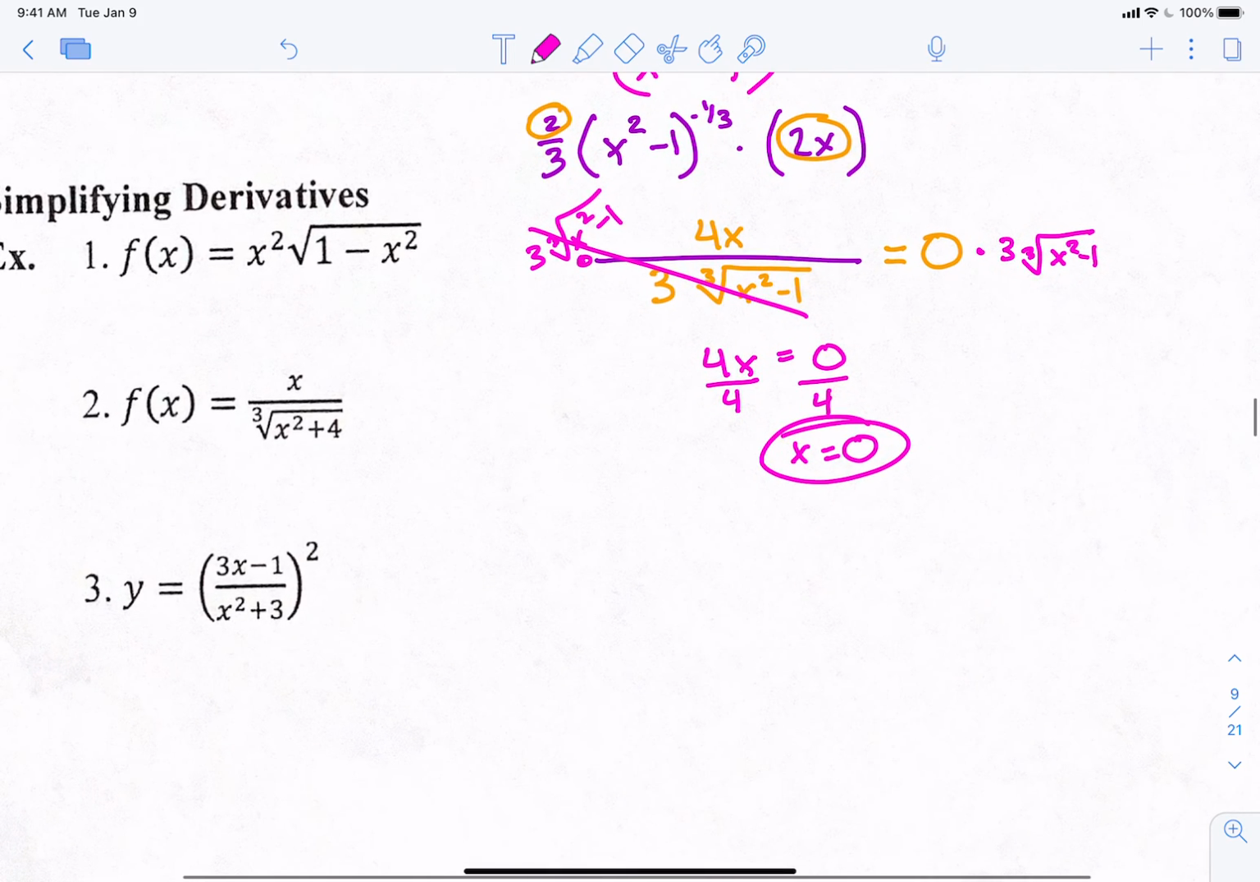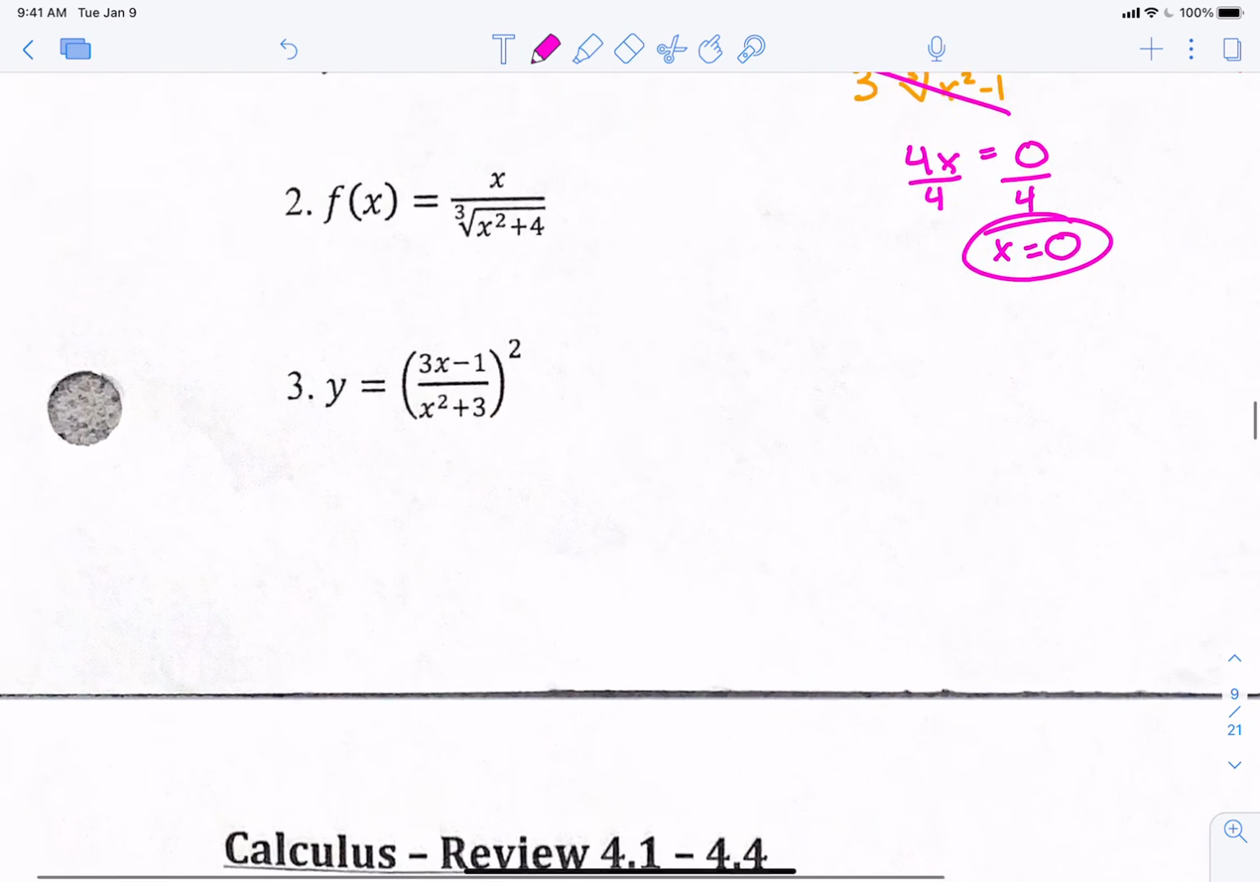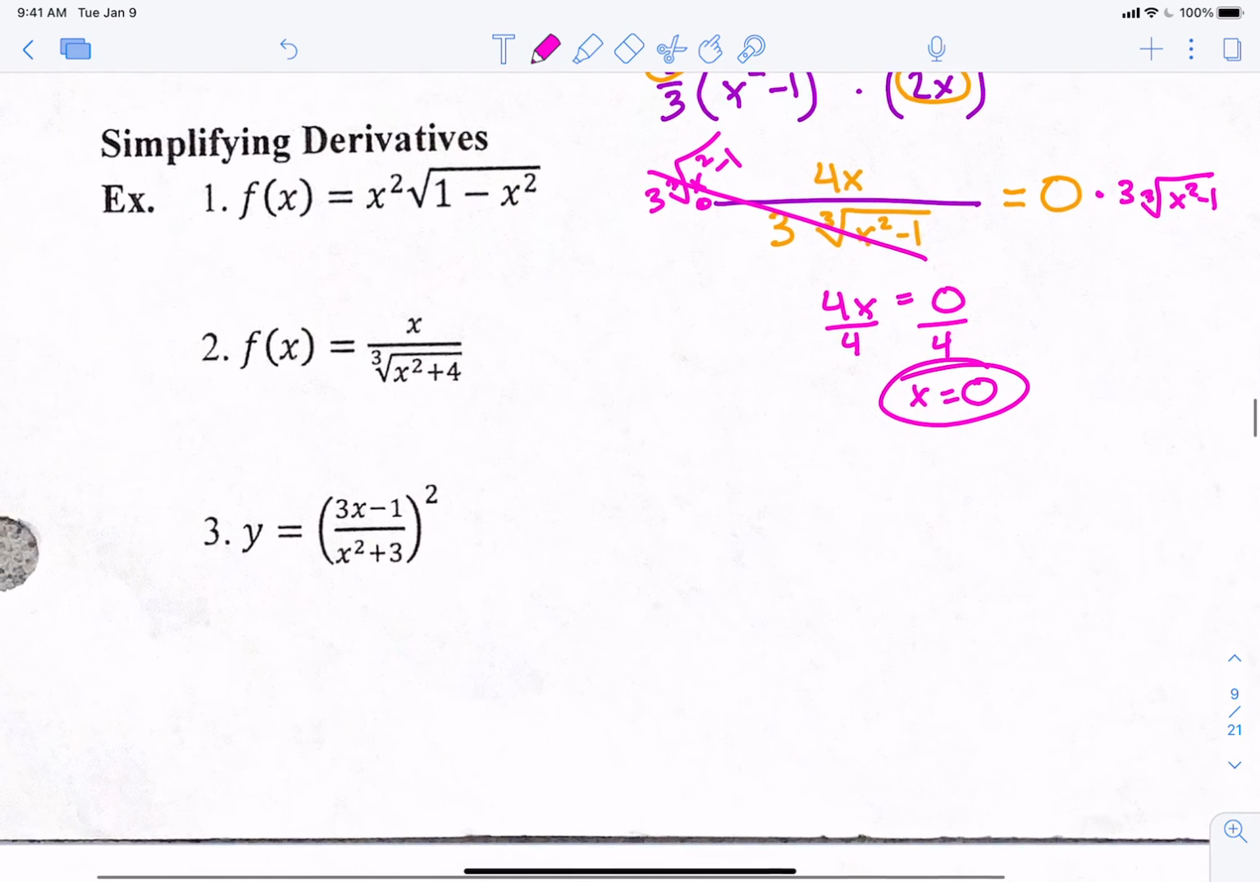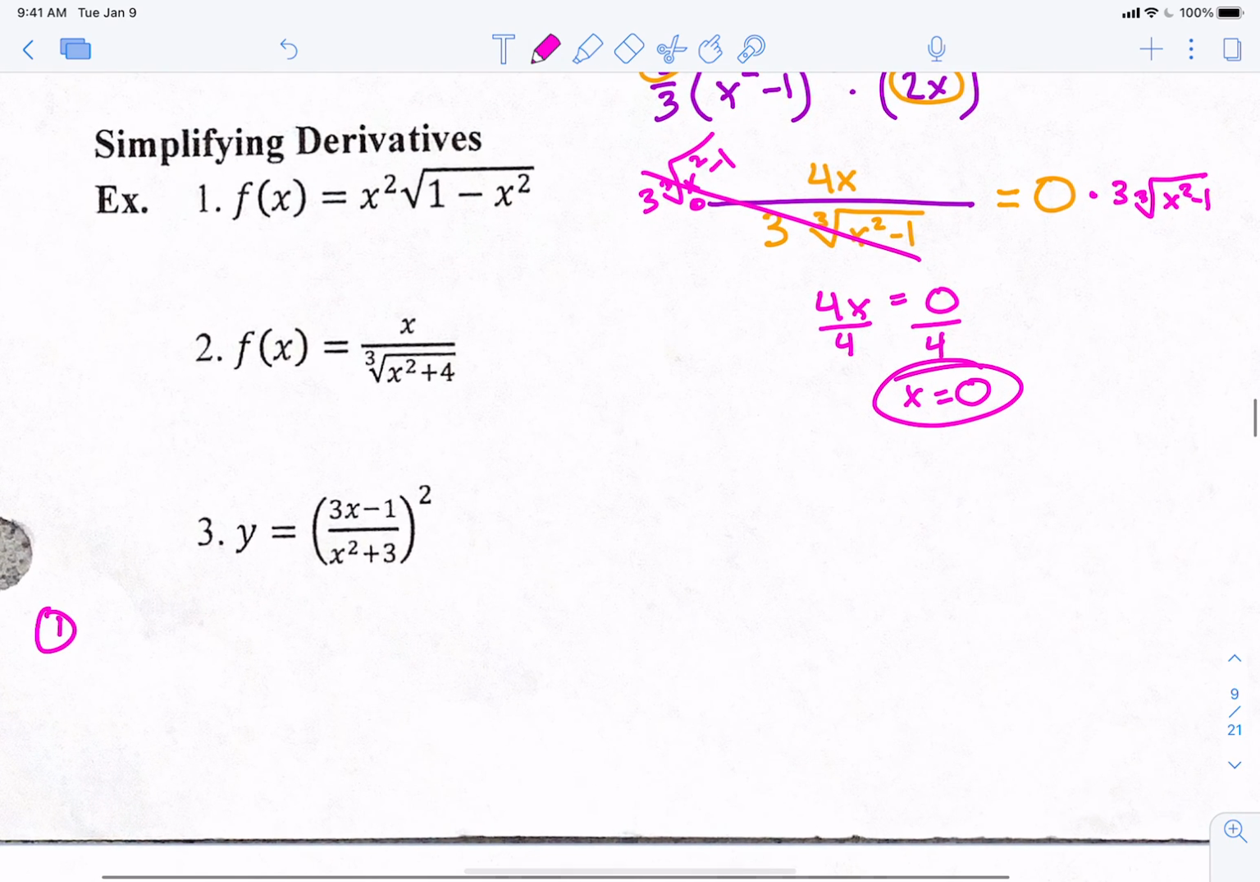Here we go. Finding derivatives. Simplifying derivatives. Okay? This is going to be problems 7 and 8. These ones are a touch harder than normal. I ran out of room here. Let's do number 1 over here. I'm going to do 1 down here at the bottom.